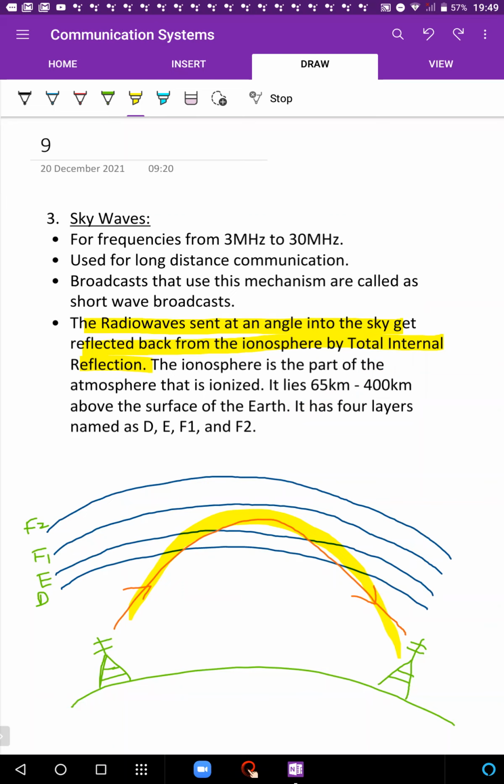Okay? And as they get sent back to the Earth, there is a way you could communicate from this tower to that tower. Right? So, and it exclusively works for those frequencies. So those frequencies are reserved for this kind of propagation. So that's all you need to know about sky waves.